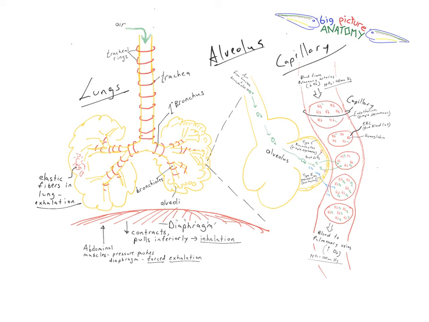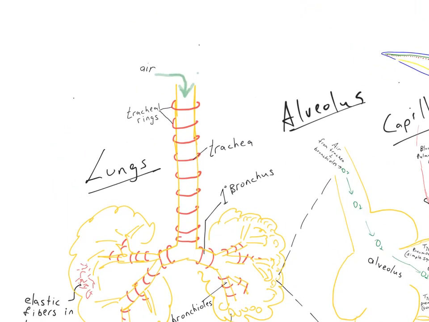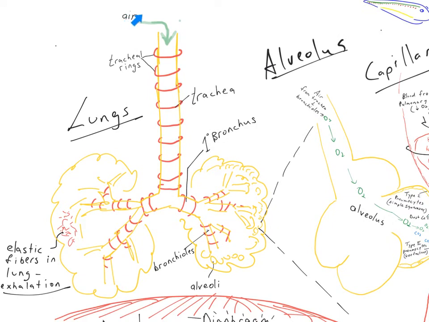This is big picture anatomy with a quick look at how the lungs work to get oxygen into the blood. Air enters into the lung through the trachea and goes down the trachea, which then branches into the primary bronchi, one that goes to the left lung and one that goes to the right lung.